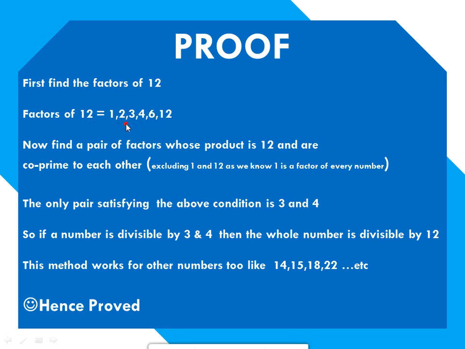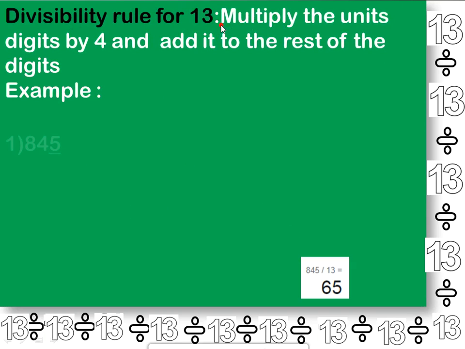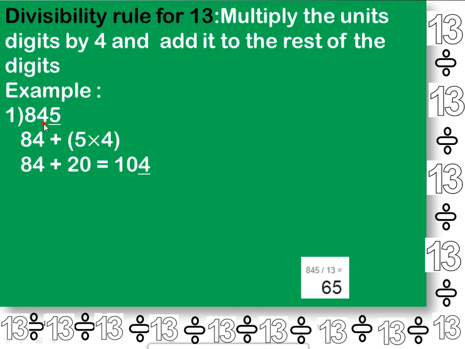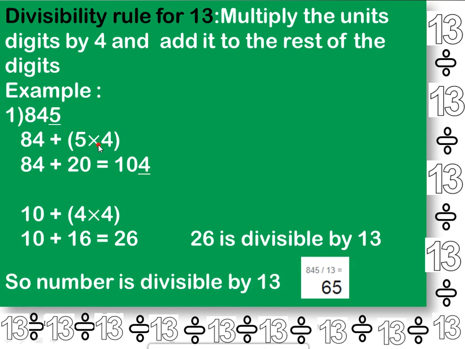Now this method does not only work for 12, it also works for numbers like 14, 15, 18 and 22, etc. Now let's see the divisibility rule for 13. Here we have to multiply the units digit by 4 and add it to the rest of the digits. Here is my example, 845. I take the units digit and multiply it by 4: 5 times 4 is 20, and I add it to the remaining number, which is 84, so I get 104.